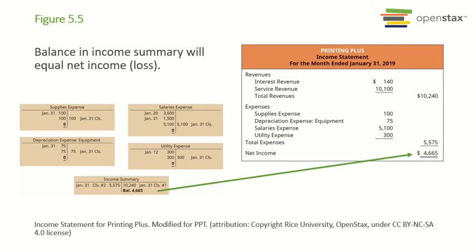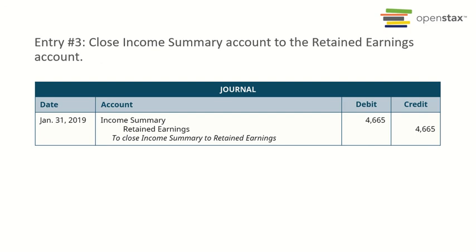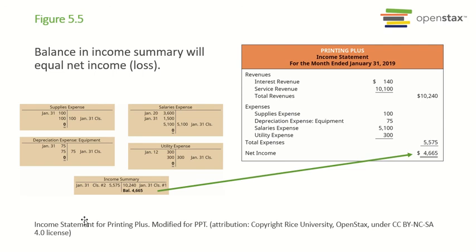So look at here. Your income summary balance equals your net income. Well, if you have a net loss, your income summary balance will equal the net loss. Step 3 is to close the income summary account to retained earnings. Our income summary account here had a credit balance of 4665. Now we need to close that.